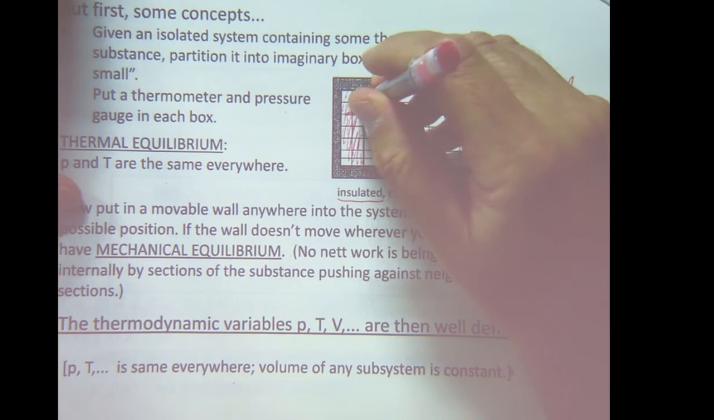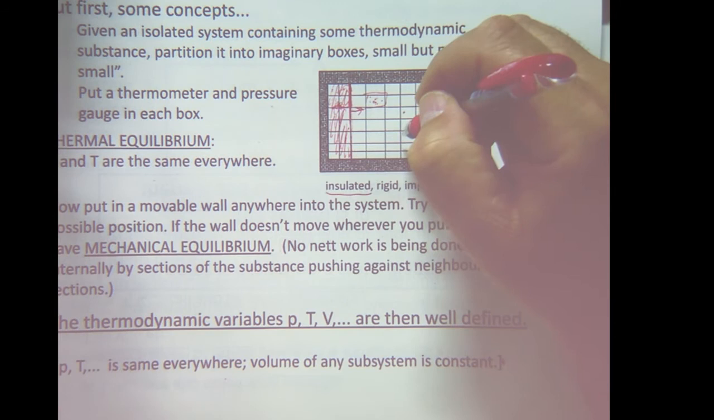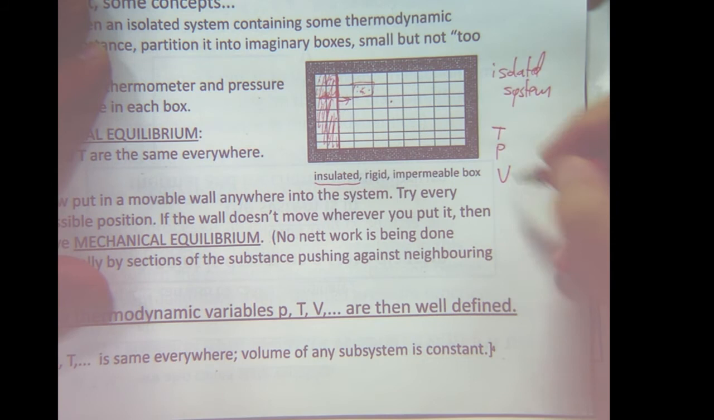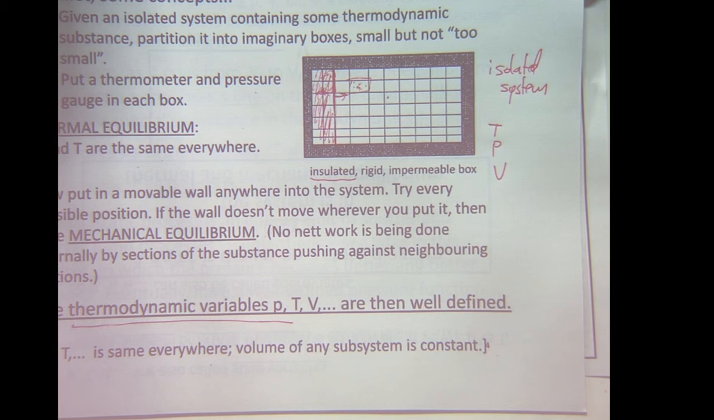In that case, when you are in thermal equilibrium and mechanical equilibrium, the temperature is constant in the system, and it's the same in every part. The pressure is constant, and it's also the same in every part. So that means that T and P, and because by definition this is a rigid box, V, these variables are well defined in the thermodynamic sense. These are now thermodynamic variables, P, T, V, and they are well defined. So thermodynamic variables are only well defined in equilibrium.